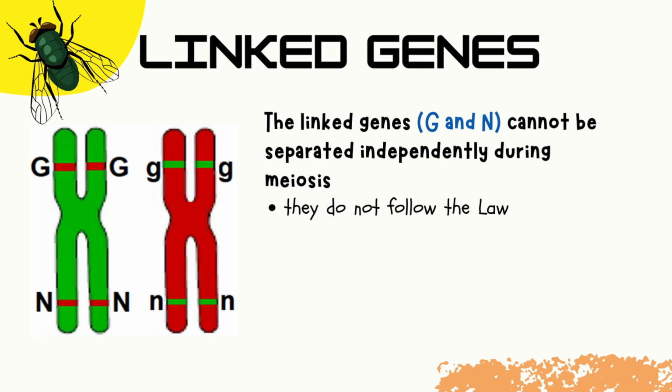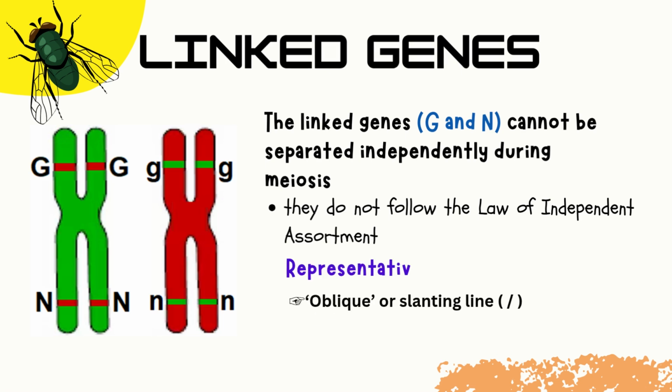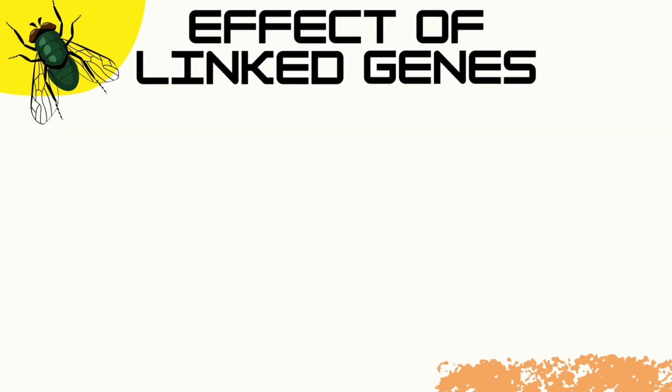Although we are looking at the inheritance of two characteristics at one time, since the two genes are located on the same chromosome, the way we write the genotype would be slightly different than how we would write it in a dihybrid cross. To write the genotype of linked genes, we use an oblique or slanting line to separate alleles on homologous chromosomes. For example, in this case, one chromosome contains capital G, capital N, oblique, another chromosome containing small g, small n. Now, let's continue our lesson by discovering how linked genes can change the expected Mendelian ratios.